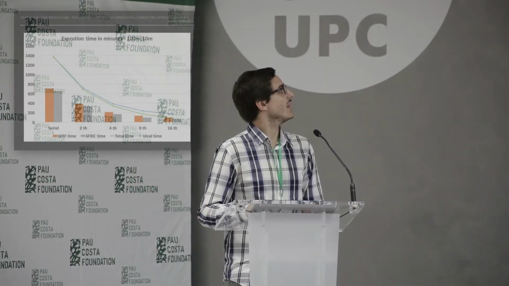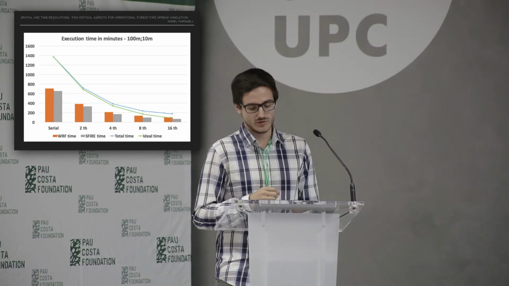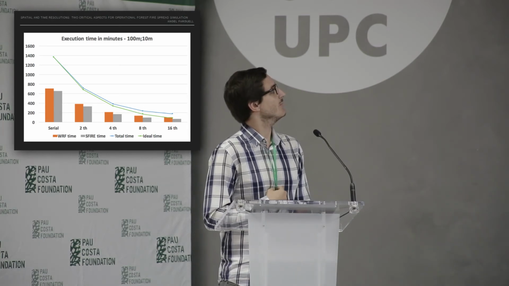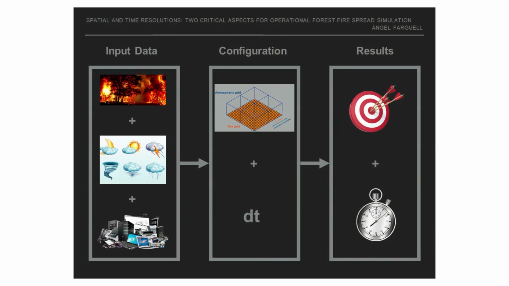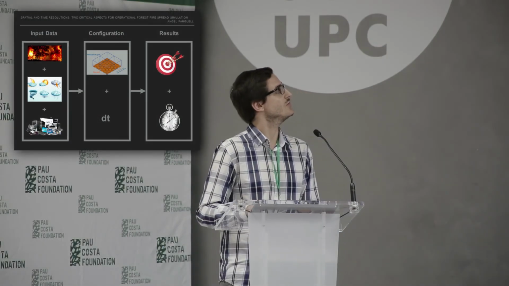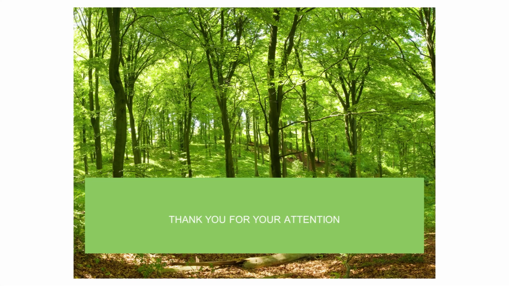So to summarize, what we want to do is, given an initial state of the fire, an initial state of meteorology, and the hardware we have, a specific hardware, we want to know which configuration of grids or time resolution we need in order to have an accurate and real-time solution. So thank you for your attention, and do you have some questions?